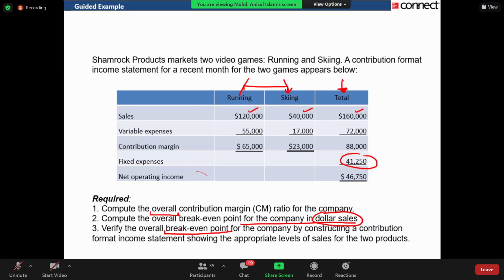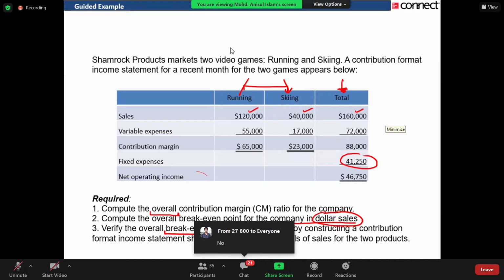What do you expect at the break-even point sales? You expect no positive net operating income. Again, you expect no negative net operating income. You expect simply zero net operating income. Let's verify it together. Okay.